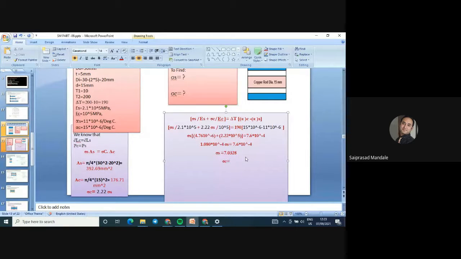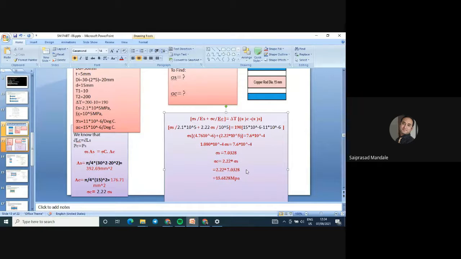Sigma c is equals to 2.22 into 7.0328, 15.6128.